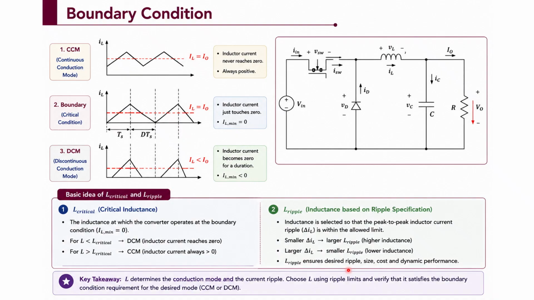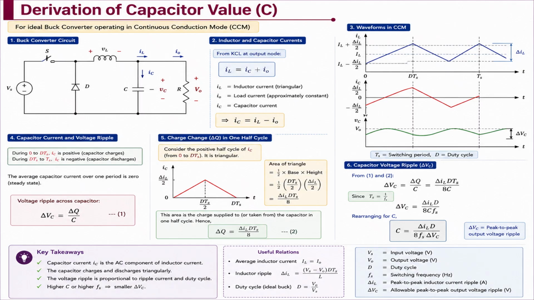So L ripple also should maintain a desired value to maintain the size, cost, and the performance of your converter. So we have to calculate this L critical value and L ripple value when you are actually designing the converter. So now remember the basic equation of calculating the inductance, and accordingly we will do the calculation. But keep these notations in your mind: L critical and L ripple. Now we will derive the expression for the capacitor value.